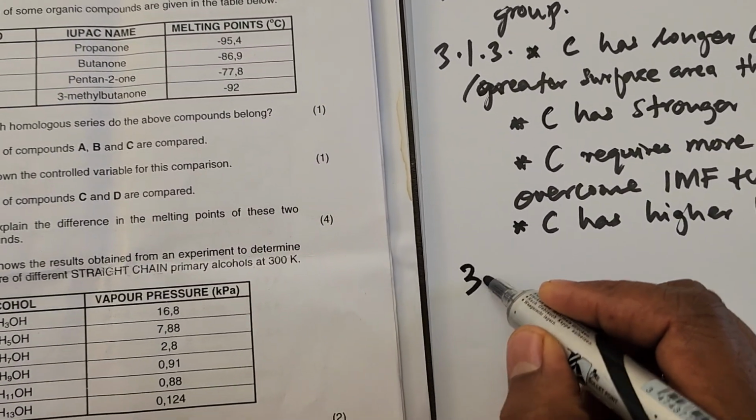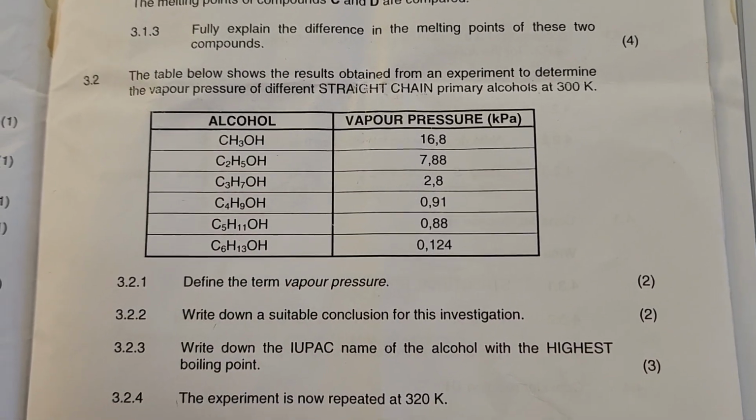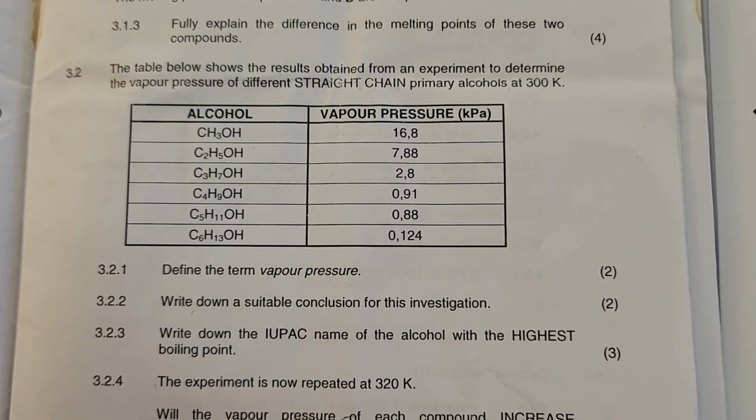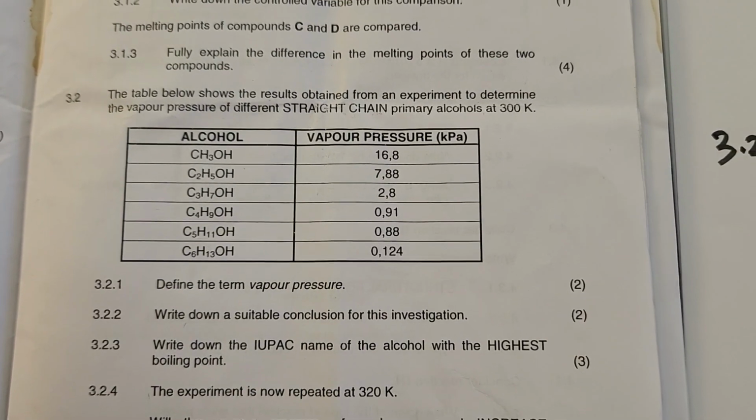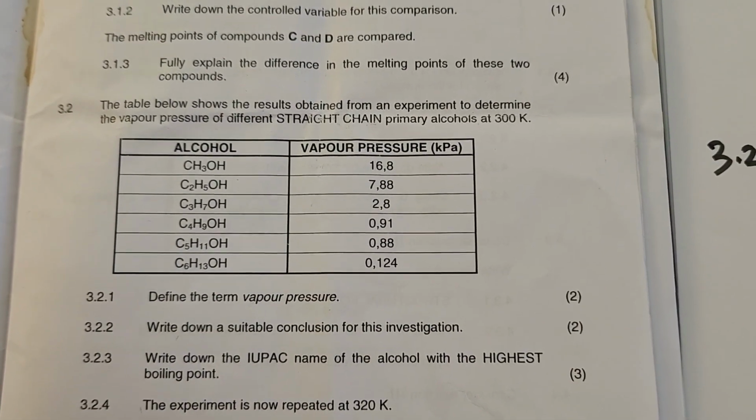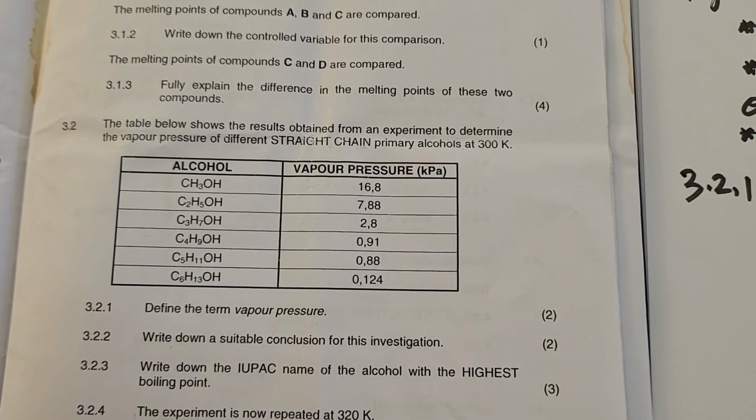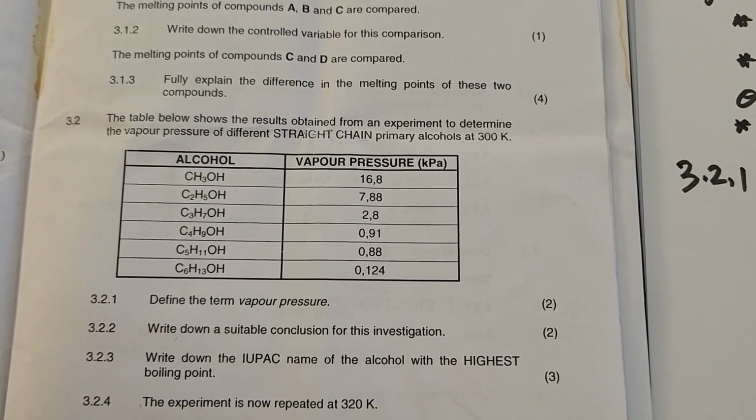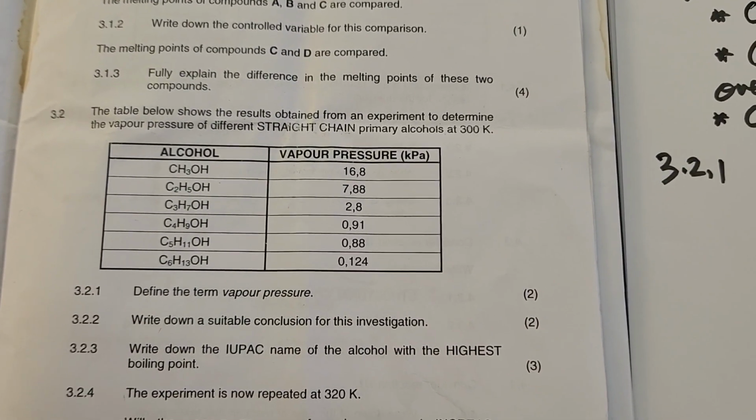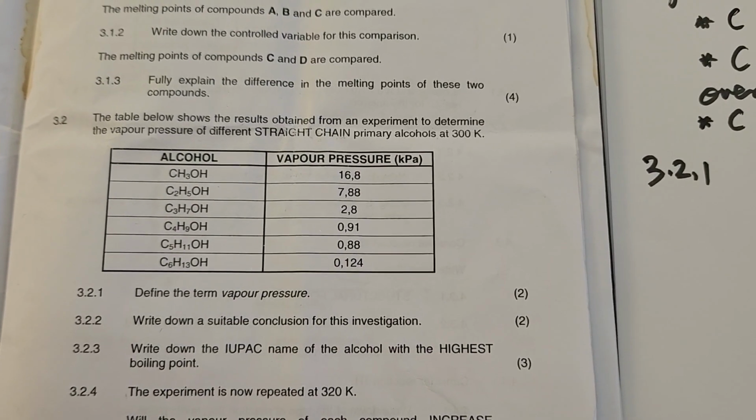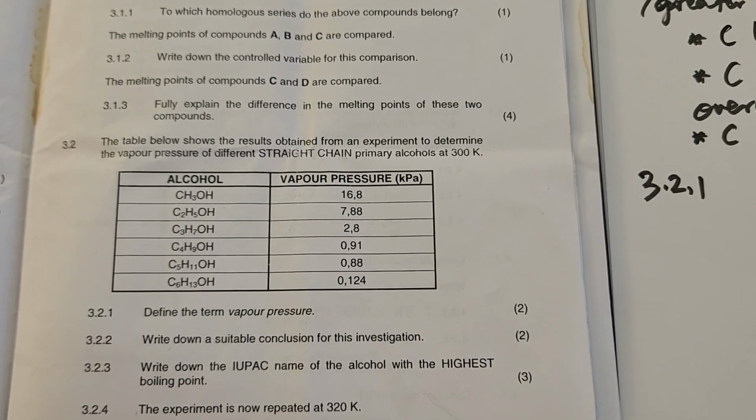We come to 3.2.1. The table below shows the results obtained from an experiment to determine the vapor pressure of different straight chain primary alcohols. So all in the table are primary alcohols at 300 kelvins. You've got primary alcohol with 1 carbon up until 6 carbons, then hexan-1-ol, the 6th one. Define the term vapor pressure.